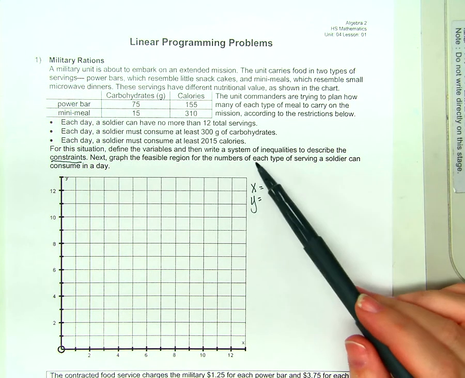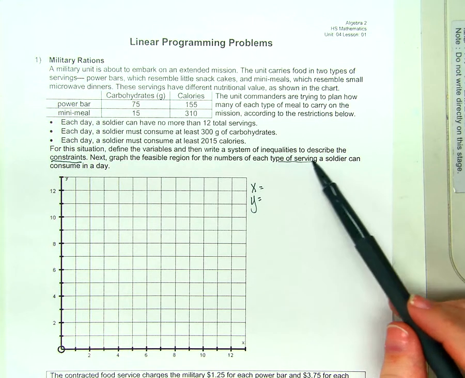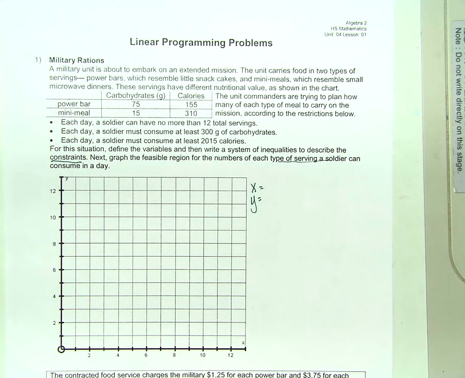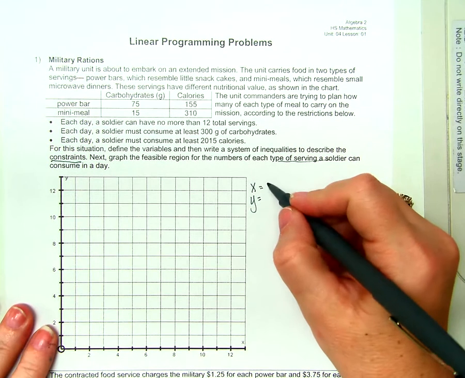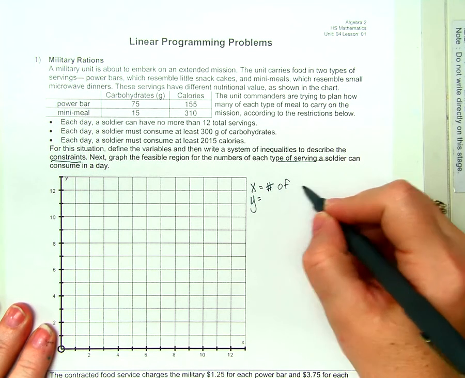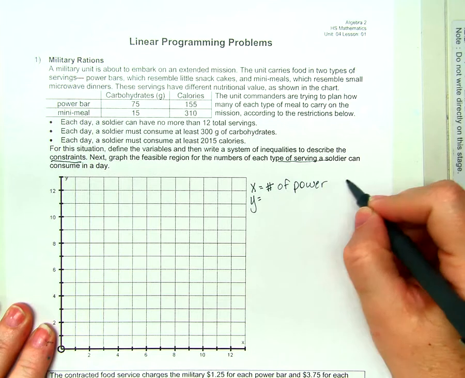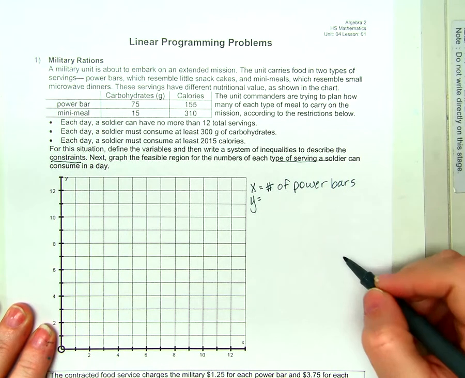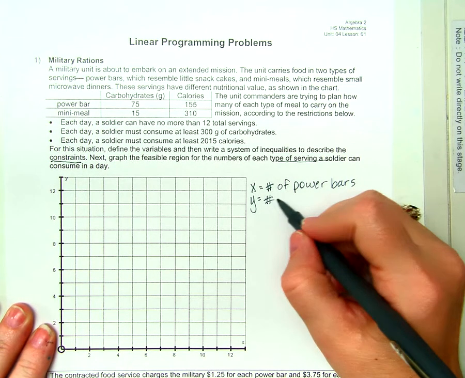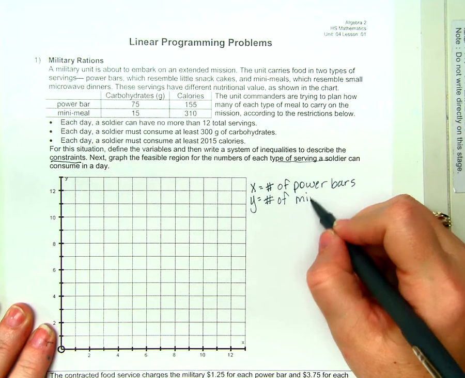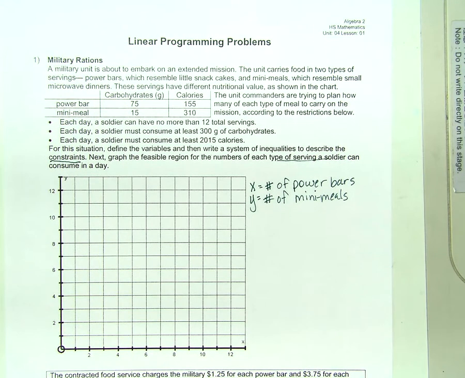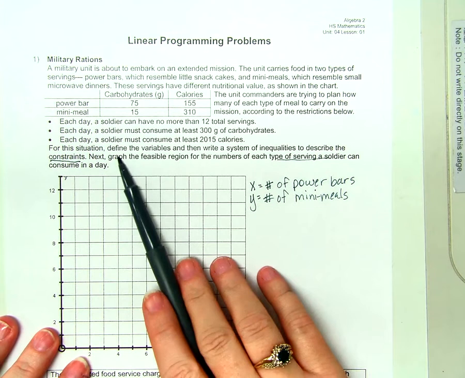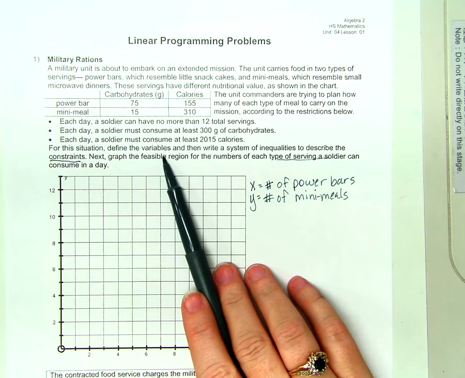Graph the feasible region for the number of each type of serving a soldier can consume. Doesn't it tell you? So X should be the number of power bars, and Y should be the number of mini meals. So according to my directions, I have to define the variables. I just did that, right?